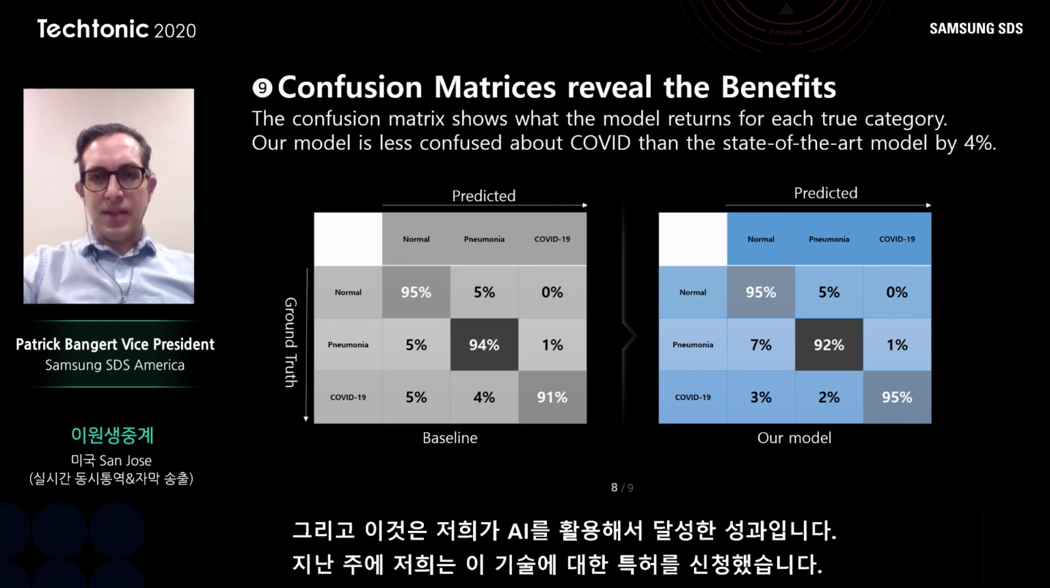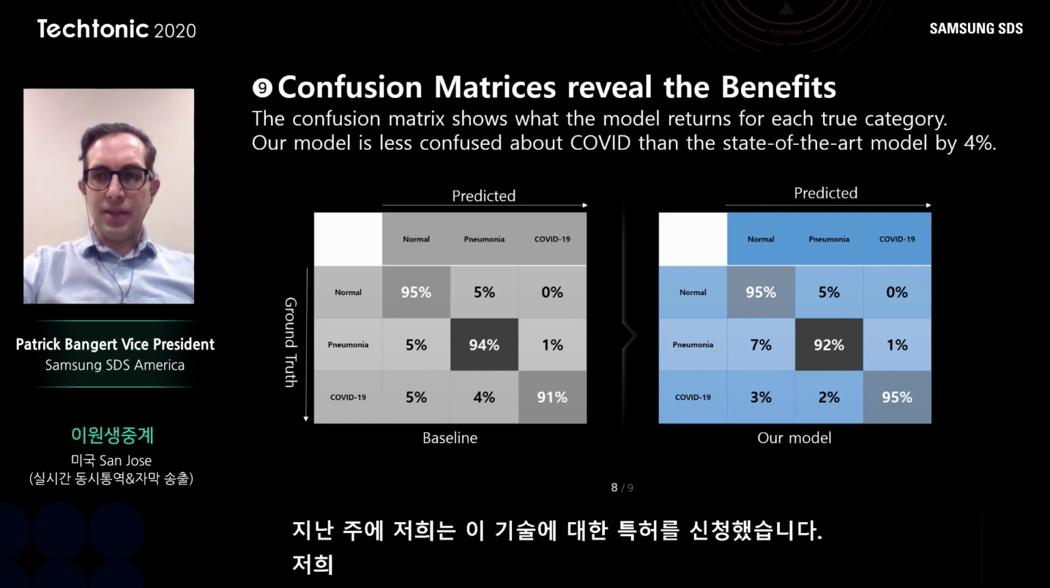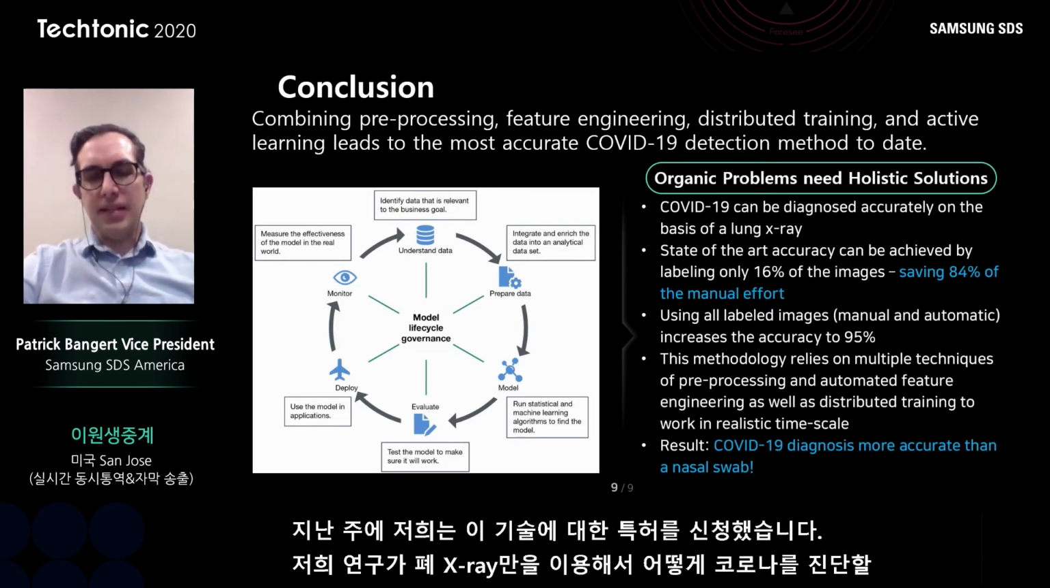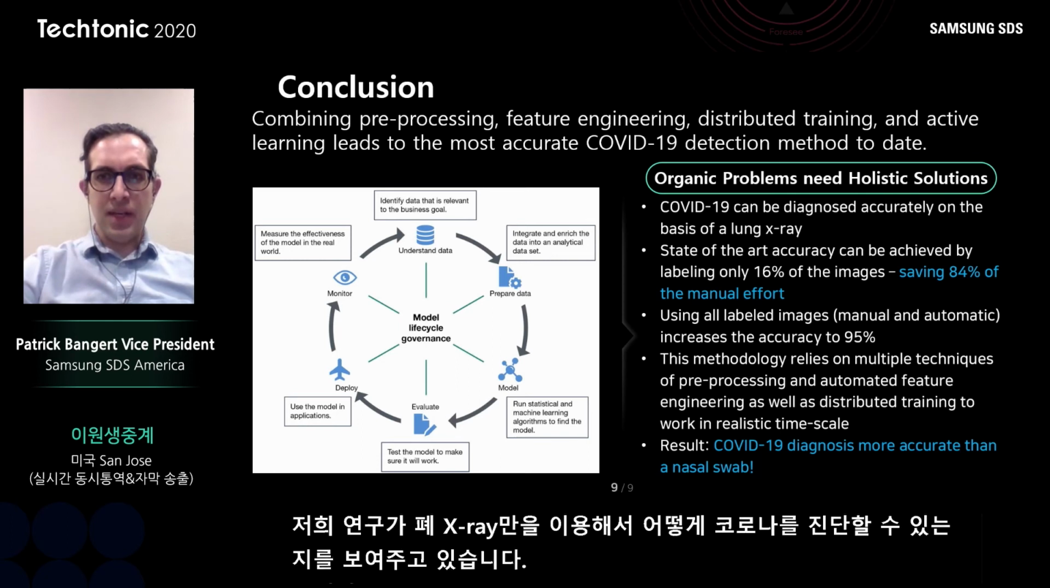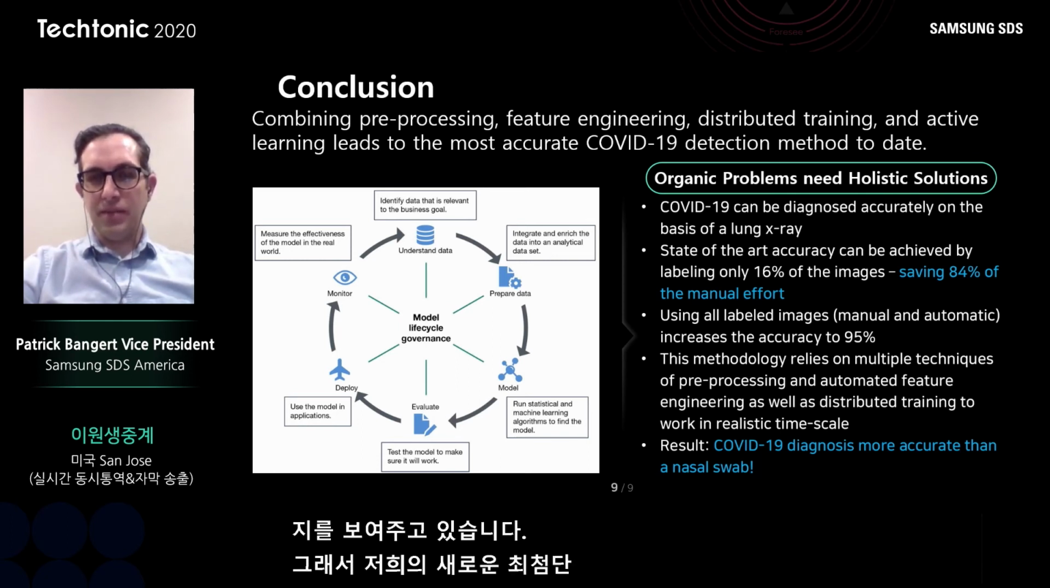So that presents really our study, how to detect COVID-19 using just a lung X-ray of a person. And I'll conclude that we ended up with a state-of-the-art model that is better than previous models, better than laboratory models, and that could now be effectively used in real time to diagnose people with COVID.